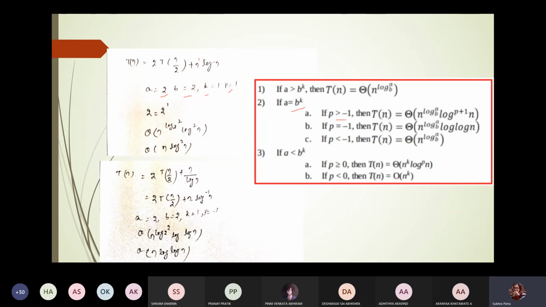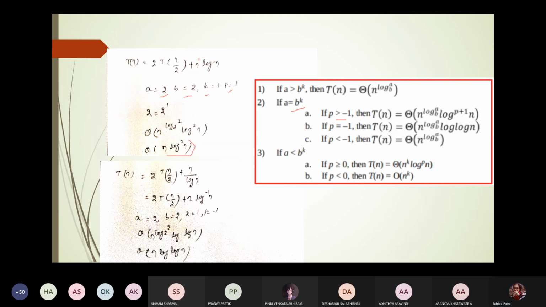So T(n) equals theta of n raised to log A base B multiplied by log n to the power P plus 1. So n raised to log 2 base 2, then log to the power P plus 1. P is 1, so that is log squared n, or you can present it in this way also. Log 2 base 2 has now become 1, so it has become n log squared n.